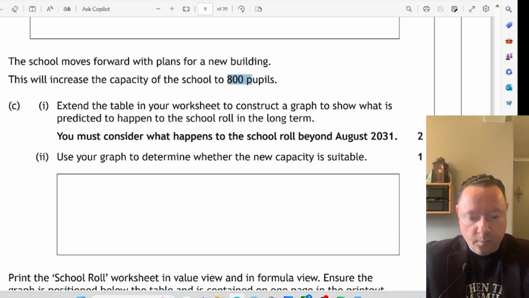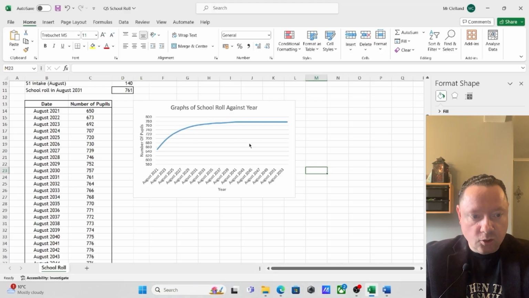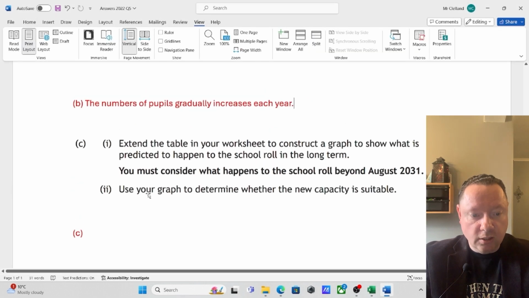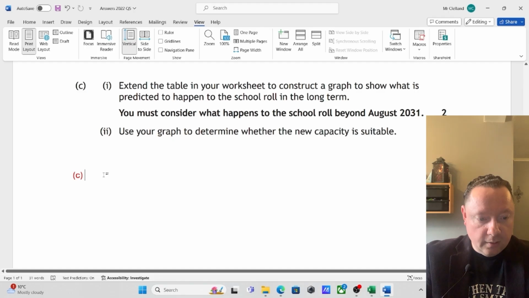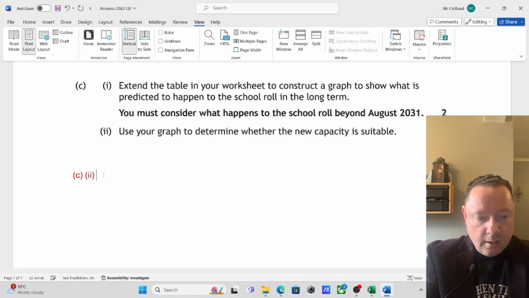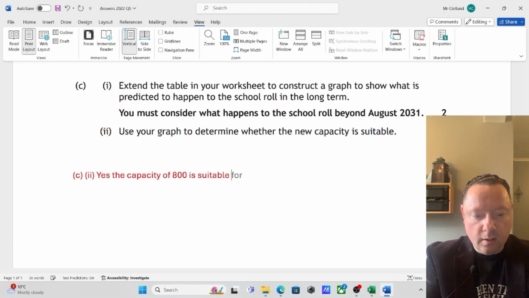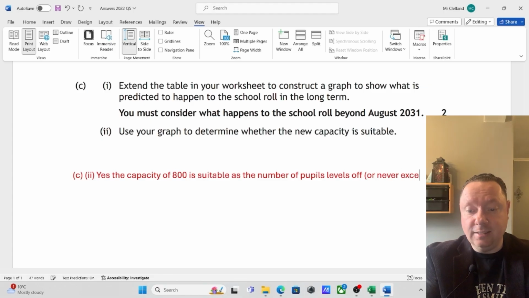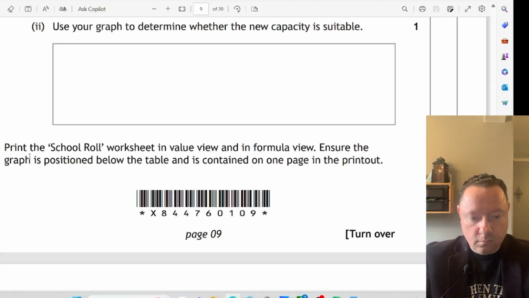So the new capacity is 800 pupils. Well, where's my graph there? Now this is an exponential graph. And you can see that it's going up and then levelling off. Or you can see in the table it's levelling off at 776. Now the capacity is 800, it says. So for part 2, yes, the capacity of 800 is suitable as the number of pupils levels off or never exceeds 776. And that will give you your mark there.